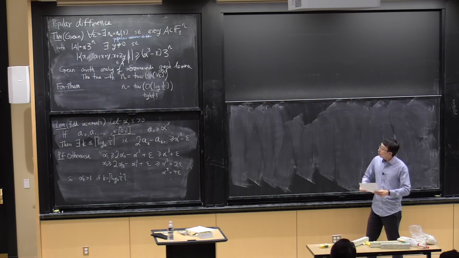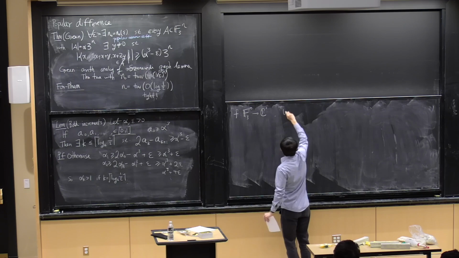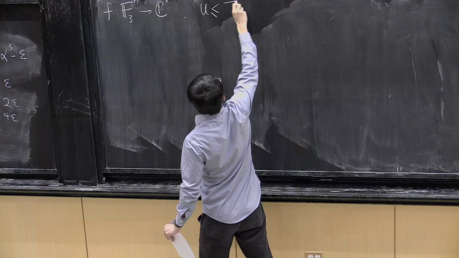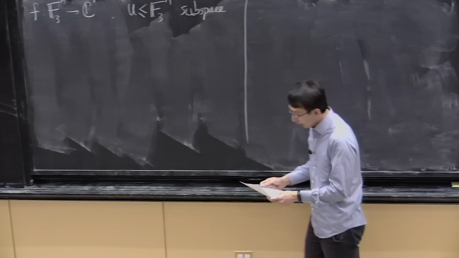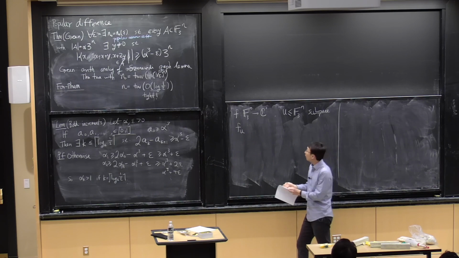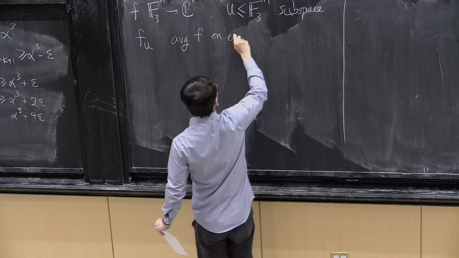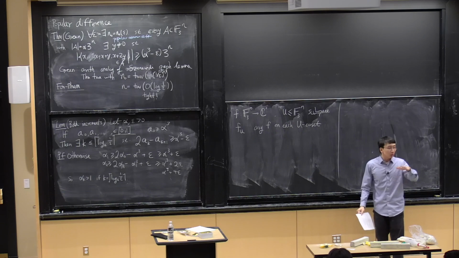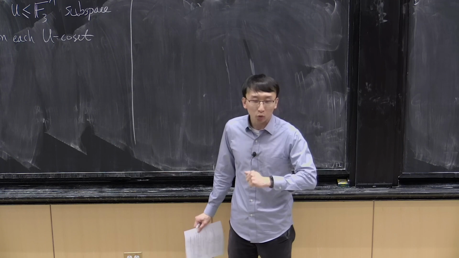If I give you a function f on F3 to the n, and U is a subspace, let me write f sub U to be the function obtained by averaging f on each U coset. You have some subspace, you partition your space into translates of that subspace, and you replace the value of f on each coset by its average on that coset. This is similar to what we did with graph functions. You're stepping, averaging on each block.